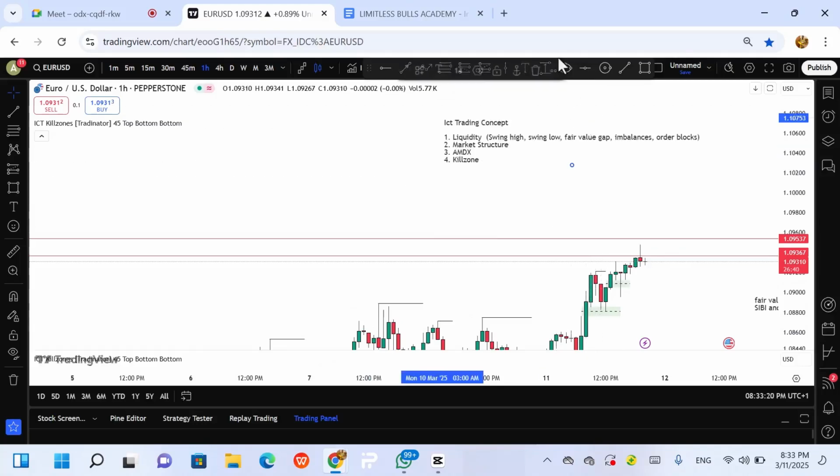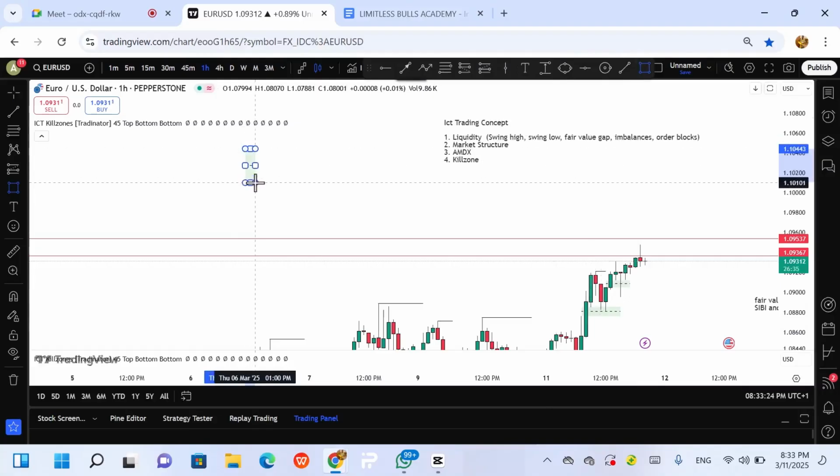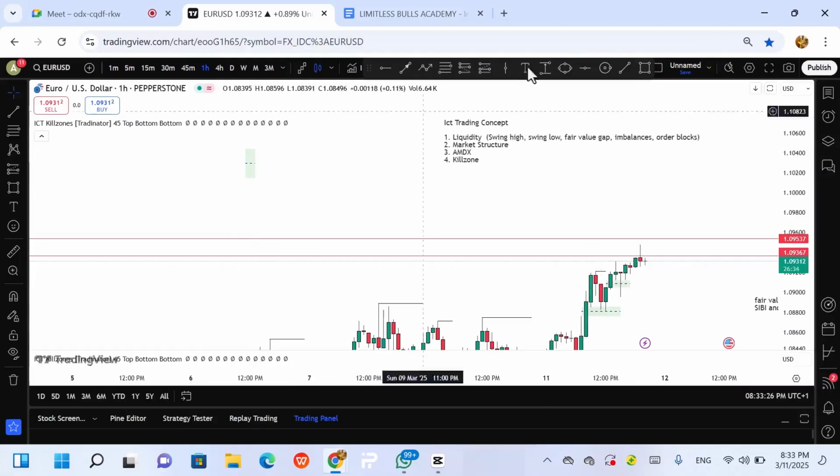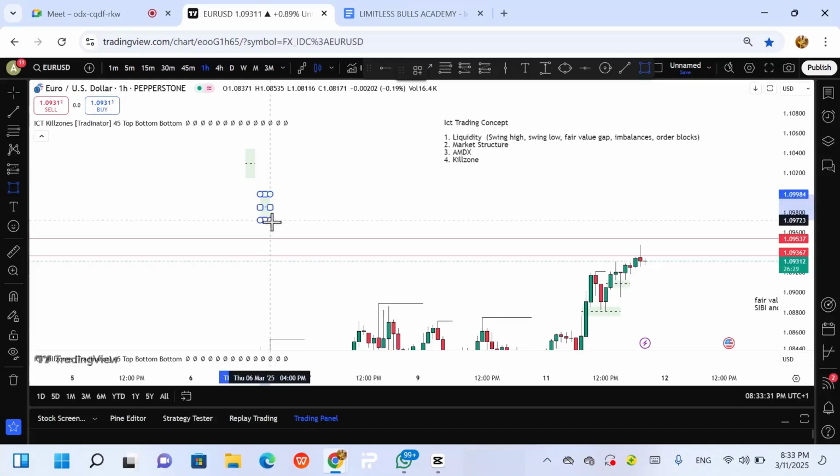Now the volume imbalance. Volume imbalance is hard to see at some point. This is a volume imbalance. A volume imbalance is a two-candlestick pattern where the wick of candle 1 and candle 2 overlap each other.